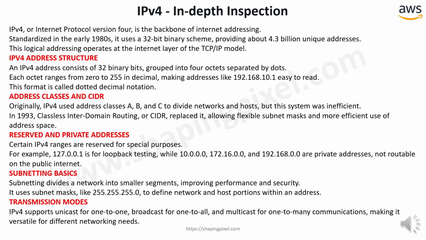IPv4, or Internet Protocol Version 4, is the backbone of Internet addressing. Standardized in the early 1980s, it uses a 32-bit binary scheme, providing about 4.3 billion unique addresses. This logical addressing operates at the Internet layer of the TCP/IP model.